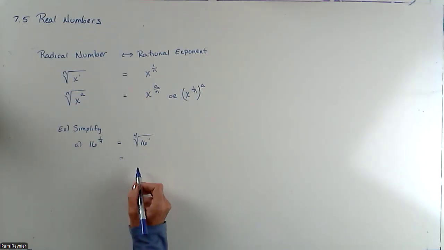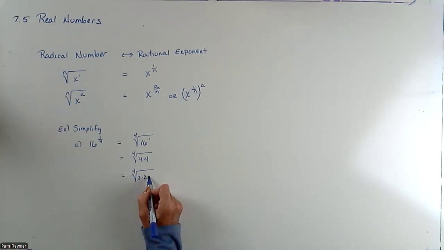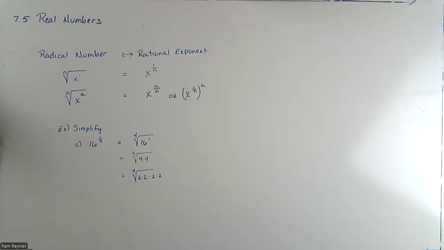So I'm looking for 4 identical factors. 16 is 4 times 4. I don't have enough factors yet. So if I keep breaking it down, 4 is 2 times 2, 4 is 2 times 2. Since it's the fourth root, we're looking for 4 identical factors. Well, there we have them. We have 4 2's, so the 2 can come out. And the only factor left over inside is 1, since 1's a factor of everything. So 16 to the 1/4 is the same as positive 2.